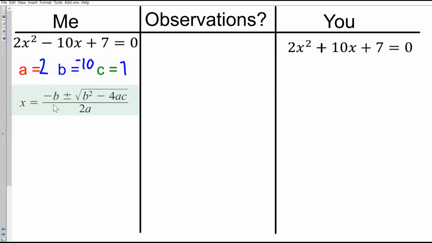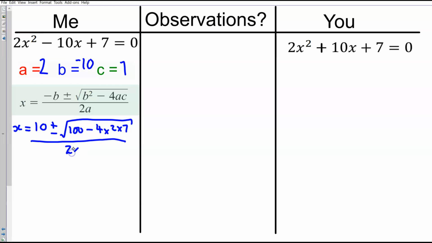So here we go. Apologies for the writing. So it's the negative of B. Now B is already a negative 10, so it's now a negative of a negative. It goes positive. So B squared. Now B squared, I'm going to square this negative 10. Give me 100. And I'm taking away 4 times C. So that's 4 times A times C. That's all over 2A.